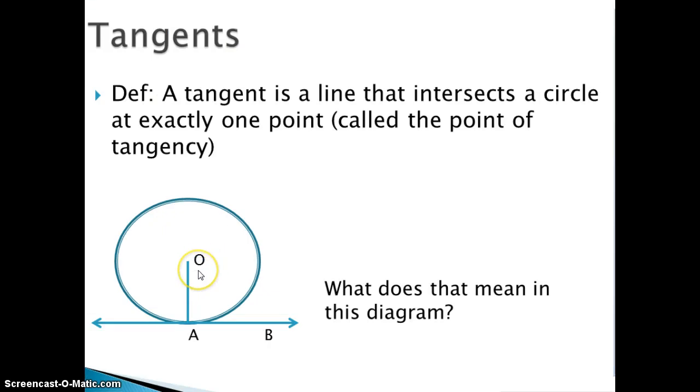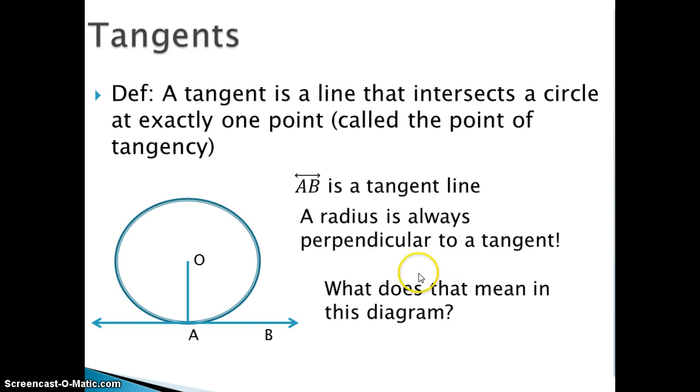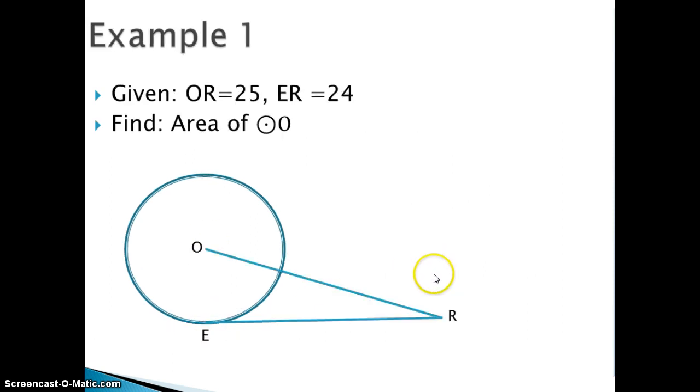There we go. Now we're back. Alright, sorry about that. So what that means is AB is a tangent line, and a radius will always be perpendicular to the tangent no matter what. So right here at angle A, angle OAB, we have a right angle.